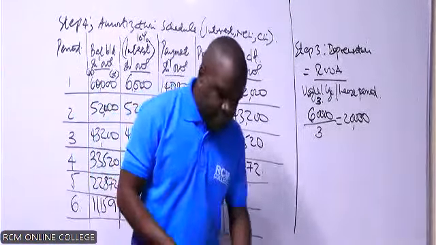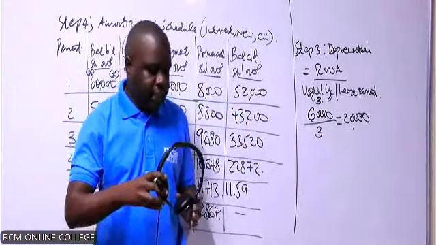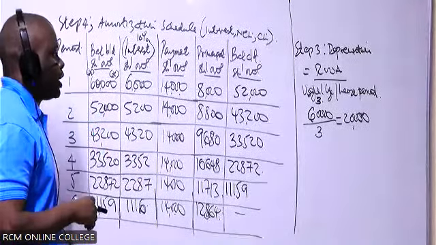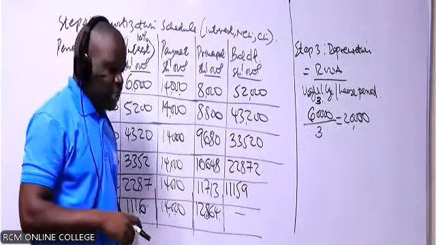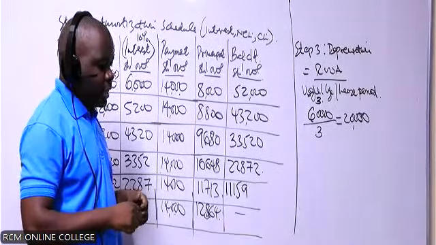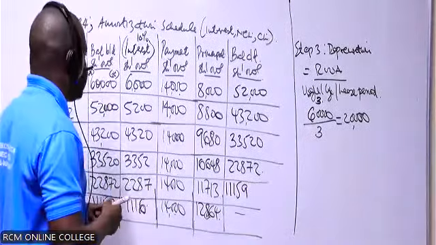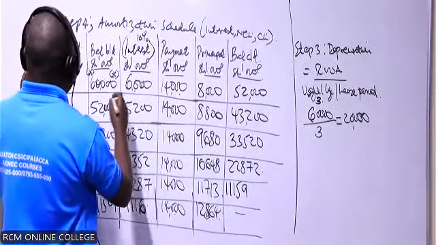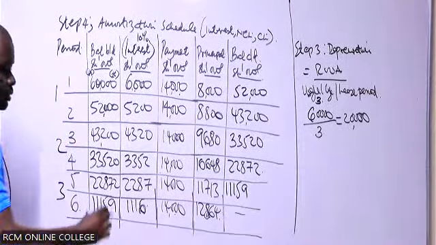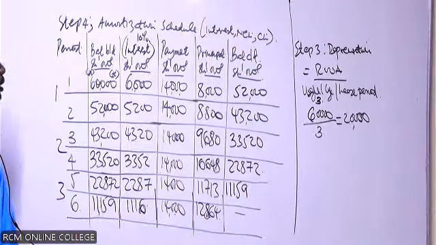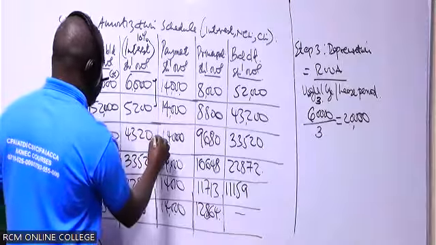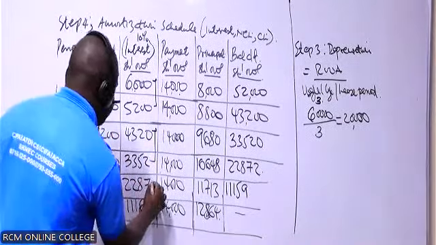Yeah, so once we have the amortization schedule, we can get the interest for each and every period. Remember, there are 3 years: year 1, year 2, year 3. So if you want to know the total interest for the first year, you have to pick this figure. For the second year, you pick these figures. For the third year, you pick these figures.